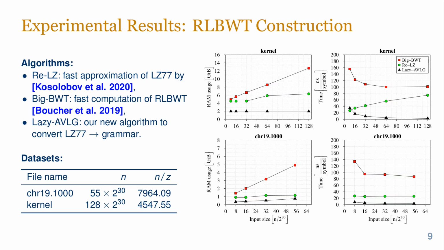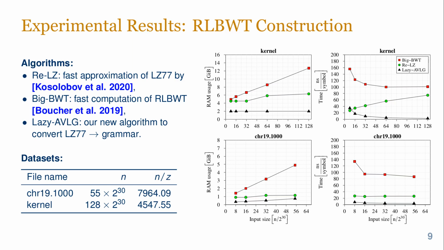Let us now look at the runtime visible in the graphs on the right. The runtime of the LZ77 approximation algorithm is always below that of Big BWT, which confirms our hypothesis that approximating LZ77 can be done faster than computing RLBWT directly. The reduction is by a factor of at least 3 for all prefixes of the test file used on the bottom plot, and by at least 25% for all prefixes of the other test file.